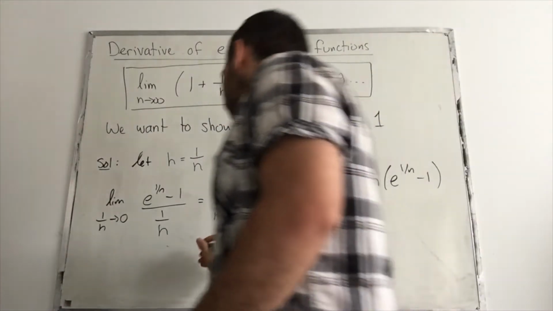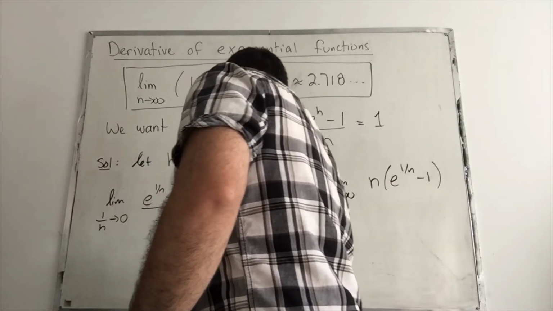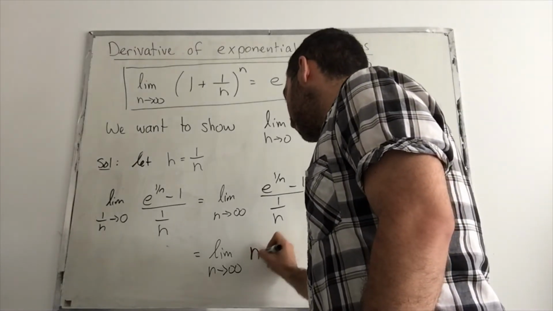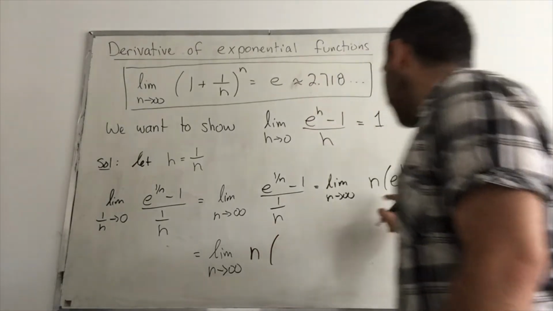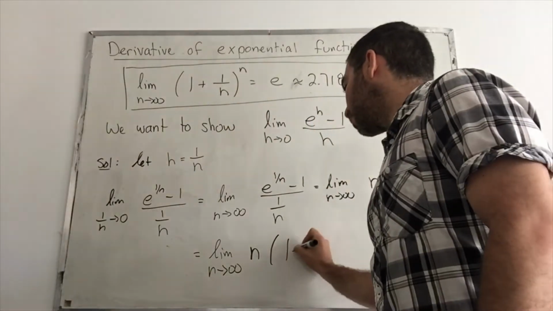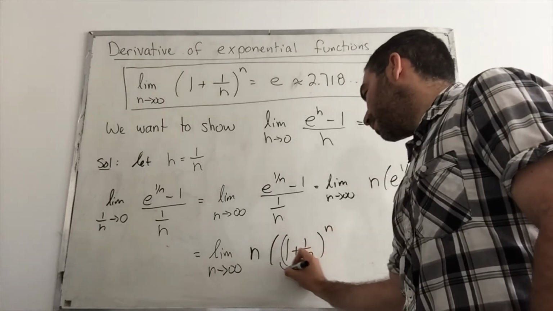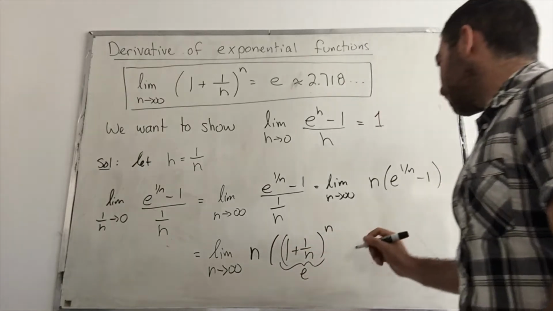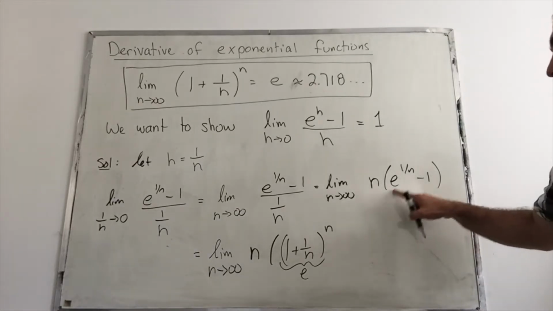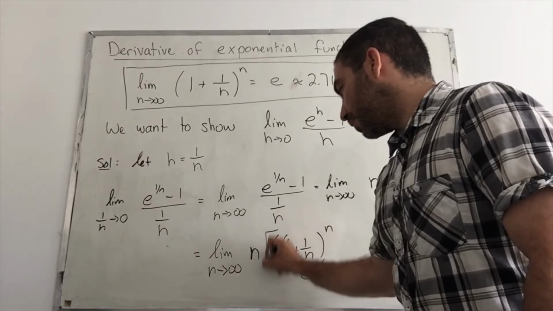This gives us the limit as n tends to infinity of n times, and instead of writing e, we're going to rewrite it with this limit here: 1 plus 1 over n, all this to the n. This part is e. But notice that the e was to the exponent 1 over n, so it's all this to the exponent. Let me put all this in square brackets.